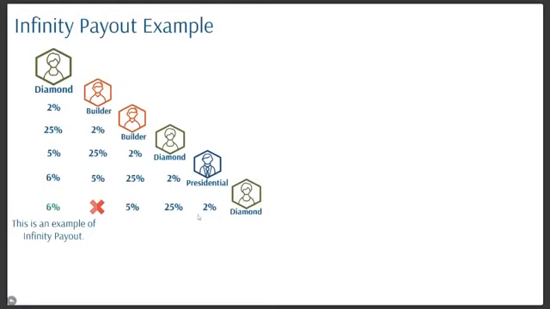So we've paid 1, 2, 3 percentages. We determined that a builder doesn't qualify for a fourth percentage, but a diamond does qualify for the fourth percentage. So we haven't paid the fourth percentage yet on this person's LP. So we're going to look in the upline until we find somebody that qualifies for that fourth percentage at infinity payout, and this diamond does. So we're going to give that to them.